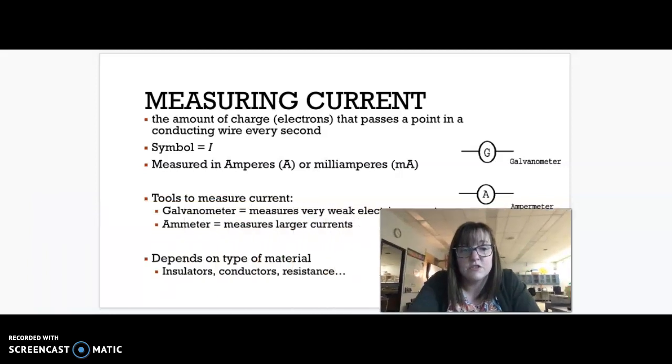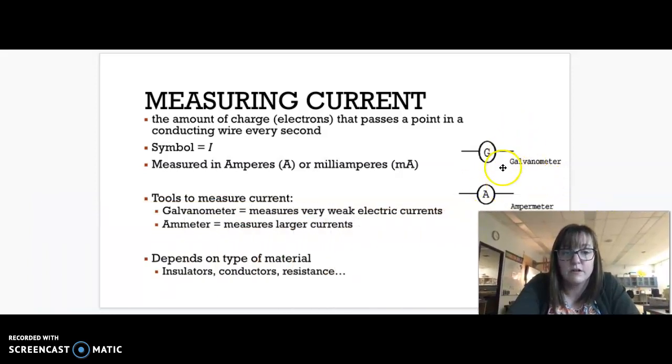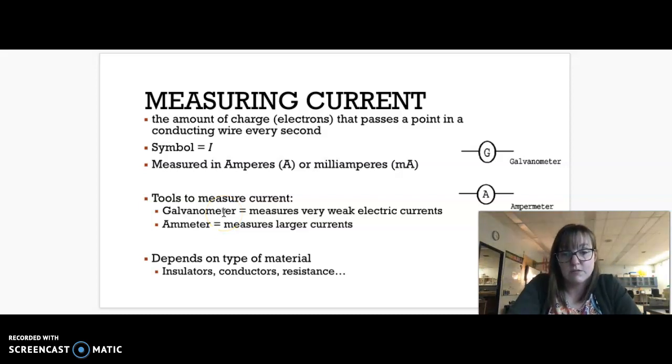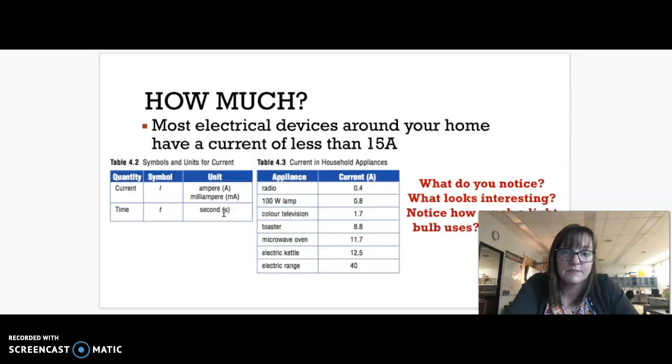Then you're going to have these tools to measure. You're going to have your galvanometer, which is just a really, really sensitive ammeter. And then you've got an ammeter here. Galvanometer G, ammeter A. An ammeter measures amps, which are part of the current, which is an I. So your current is going to depend on the type of material that it's going through, whether it's an insulator, a conductor, or something with resistance.